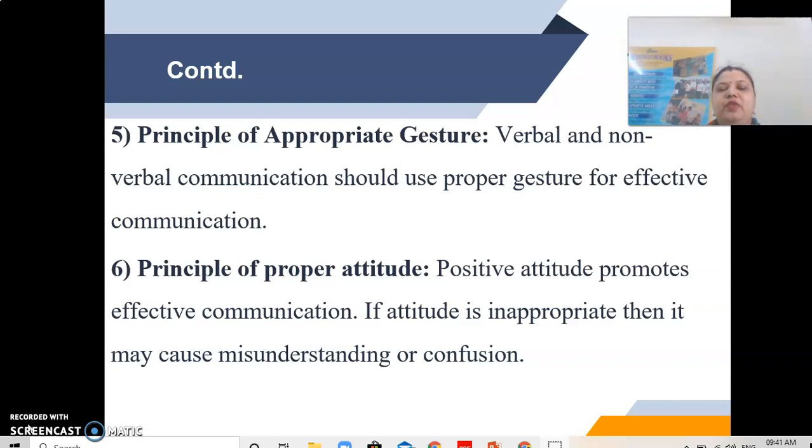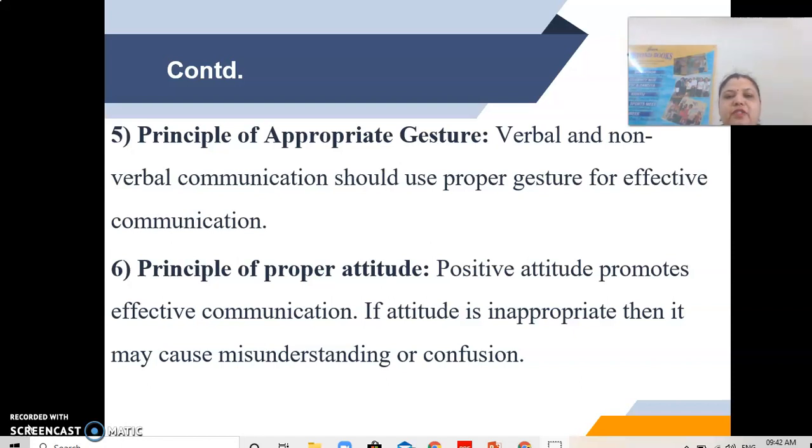Every person possesses attitude that may be positive or negative, but positivity in attitude definitely affects the communication process. Positive attitude promotes effective communication. If attitude is inappropriate, then it may cause misunderstanding or confusion.